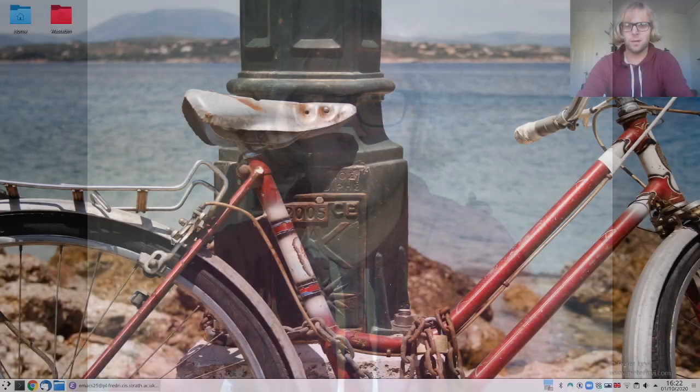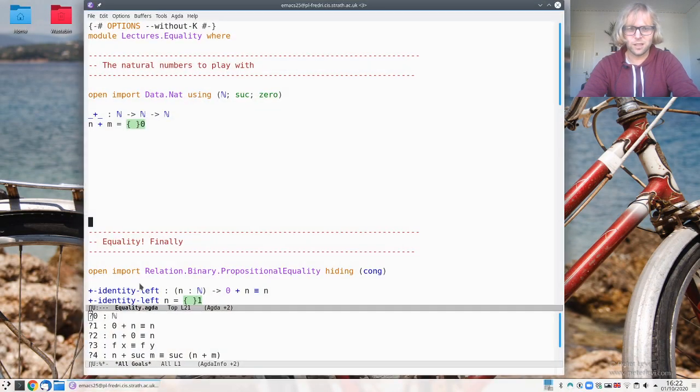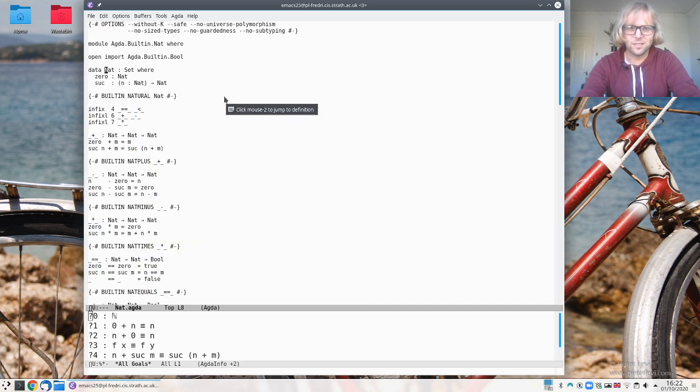Hi everyone! Today we will finally look at the mysterious topic of equality in type theory. But before we do that, let's give ourselves something to play with. So let's introduce the natural numbers. This is in Data.Nat and you can look it up. It's imported from the built-in file and it's a data type which has two constructors, 0 and successor.